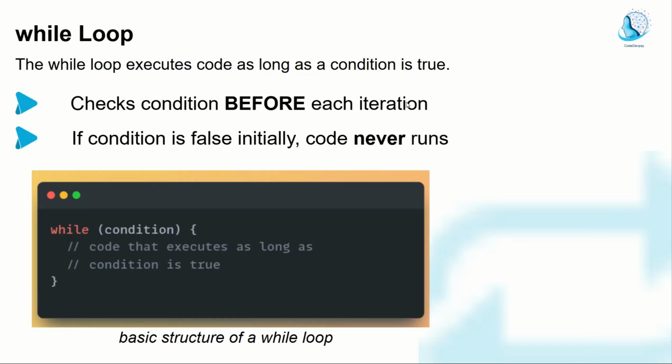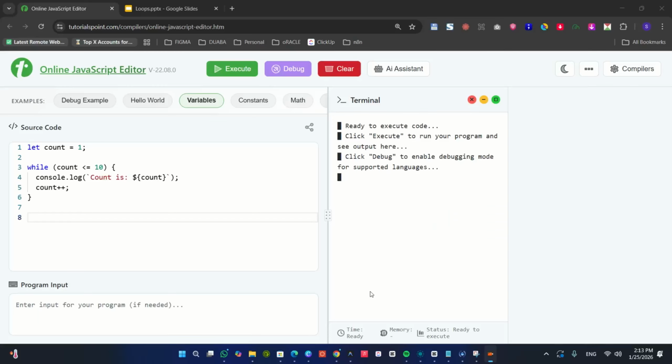So we have the while keyword here, and then we have our condition in brackets. Then we use curly brackets. This is where we type in our block of code. Now let's look at an example.